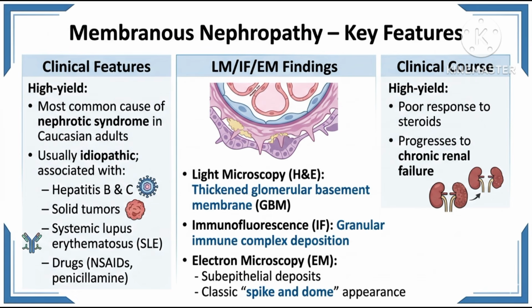Membranous nephropathy, primary, is due to antibodies directed against the phospholipase A2 receptor, also known as anti-PLA2R antibodies. Secondary causes are hepatitis B, C, and syphilis infection, breast or pancreatic tumor, SLE, NSAIDs, penicillamine, gold salts, and dapsone use. It has poor response to steroids and can progress to chronic renal failure.